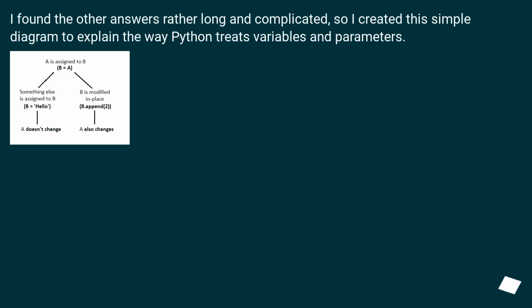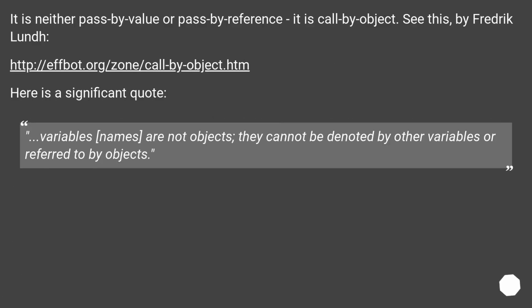I found the other answers rather long and complicated, so I created this simple diagram to explain the way Python treats variables and parameters. It is neither passed by value or passed by reference, it is called by object. See this, by Fredrik Lundh. This URL. Here is a significant quote.